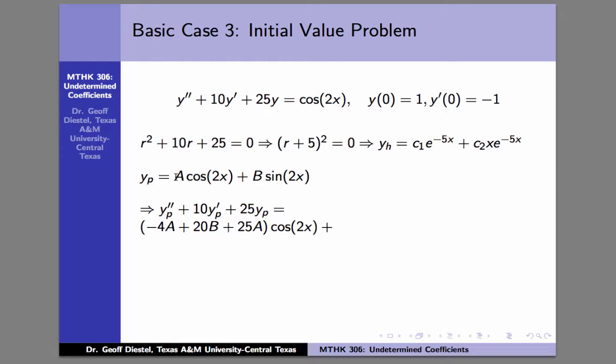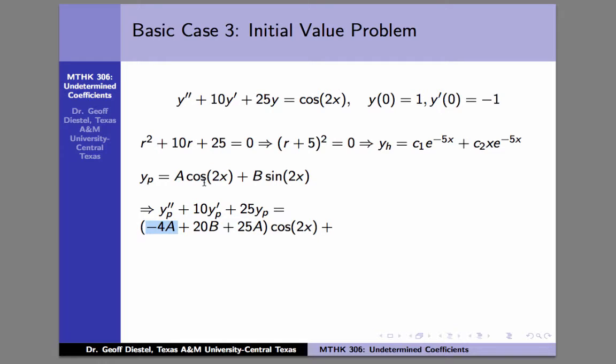Well, when I differentiate this term twice, I'm going to get a cosine of 2x. But a factor of 2 is going to come out twice from the chain rule. And the first time I differentiate the cosine, I'm going to pick up a negative. So that's where this negative 4a comes from.